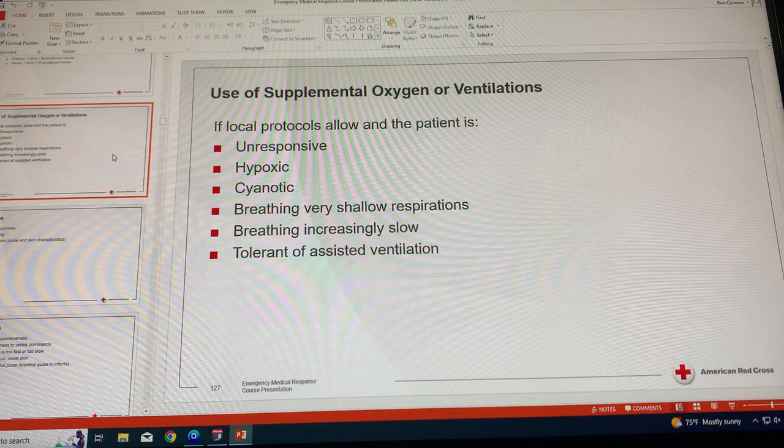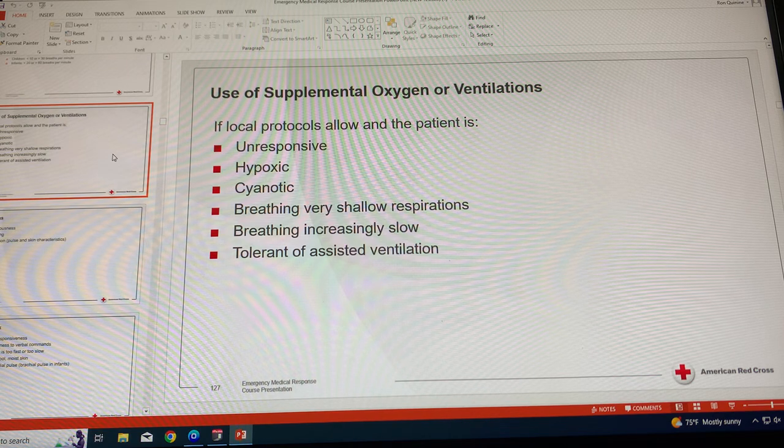Hypoxic. Pale, cool, clammy, moist skin is an early sign of inadequate oxygen. Cyanotic. The patient is not receiving adequate oxygen. This is a clear but late sign of inadequate oxygen. The mouth, lips, and nail beds would appear blue in color.